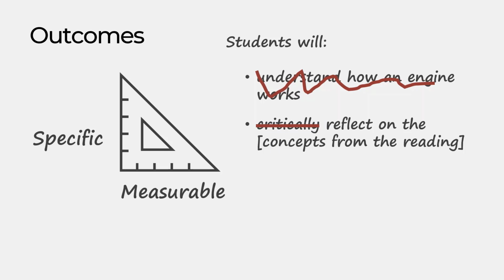Otherwise, I want to get rid of the filler words. So students will reflect on the concepts of the reading. Reflection is not a very strong measurable verb. You want to have a verb that measures the ability to reflect. Have them compare and contrast, to describe, to delineate. And you want to be more specific.